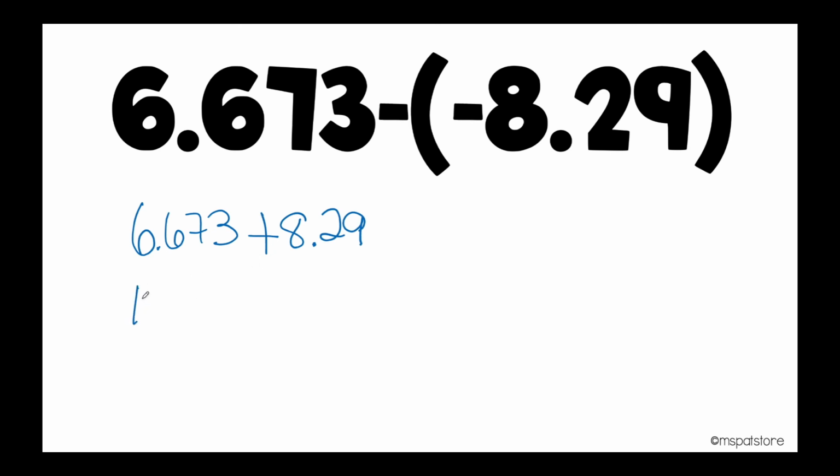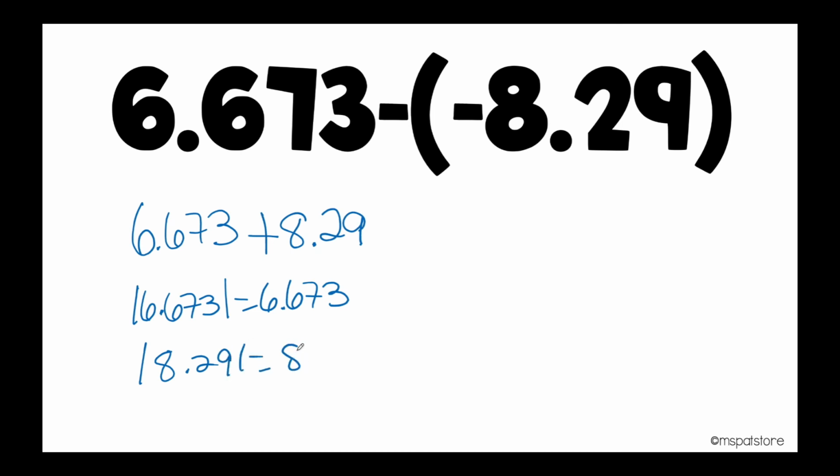So it will be absolute value of 6 and 673 thousandths. That is the same number, positive 6 and 673 thousandths. And then the absolute value of 8 and 29 hundredths, which is 8 and 29 hundredths again. As they have the same sign, I am going to add them, all right? 6 and 673 thousandths plus 8 and 29 hundredths. Remember, add an invisible zero whenever you need it, all right?